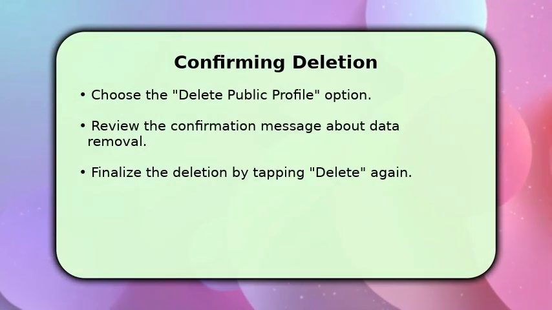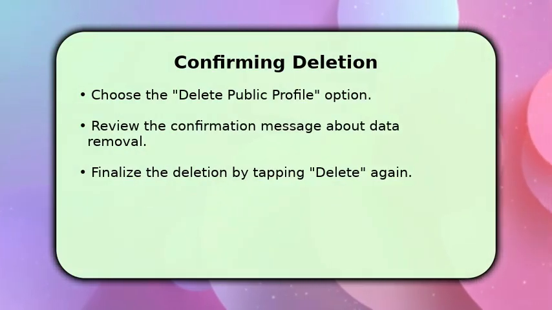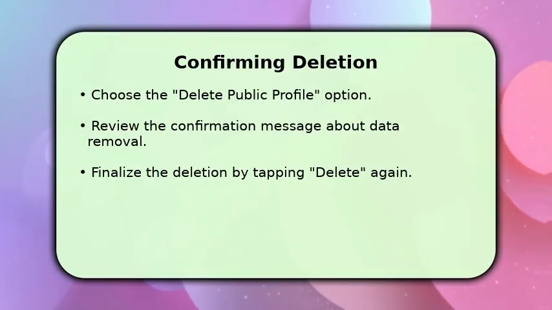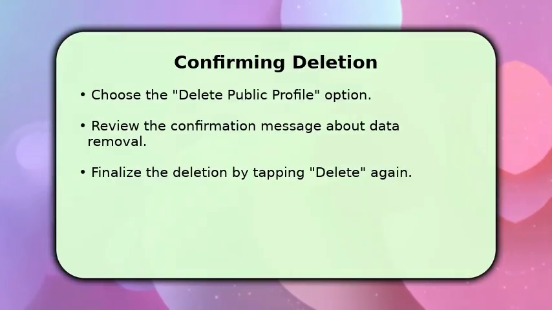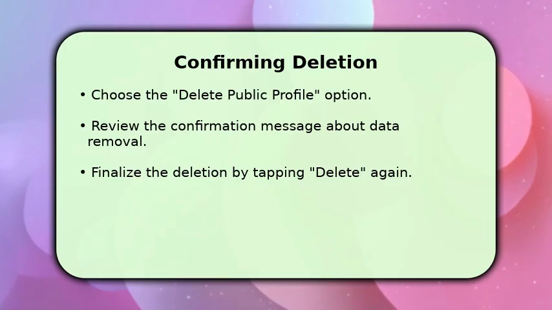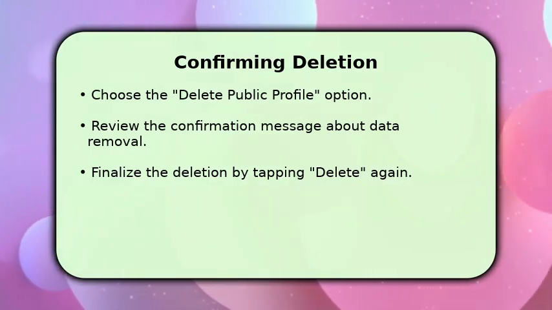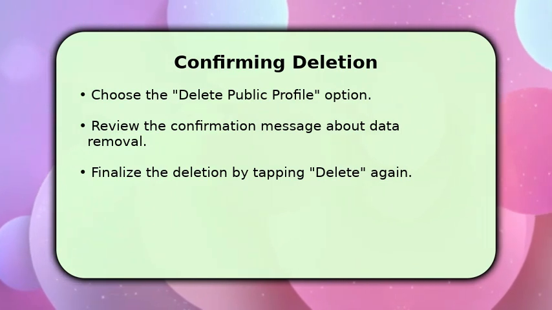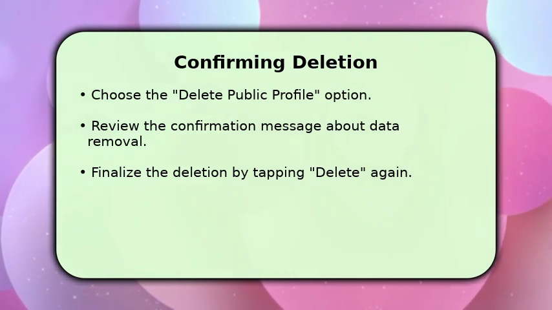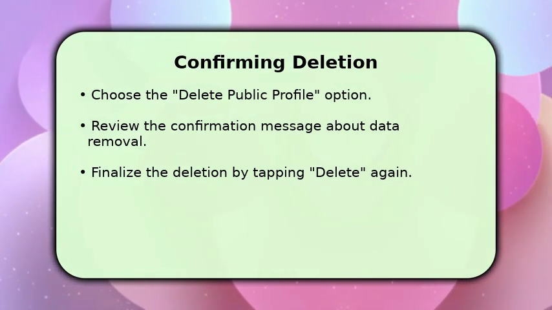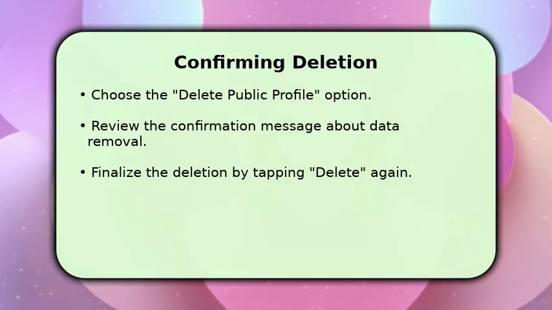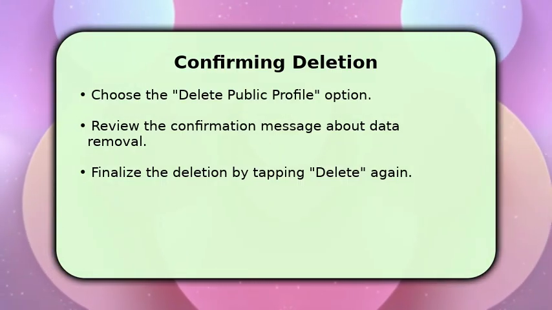Within the Public Profiles section, you'll find an option to Delete Public Profile. Tap this to proceed. Snapchat will then present you with a confirmation message explaining what will happen to your public content and data. Read this carefully to understand the implications. If you're sure, tap the Delete button one more time to finalize the process.